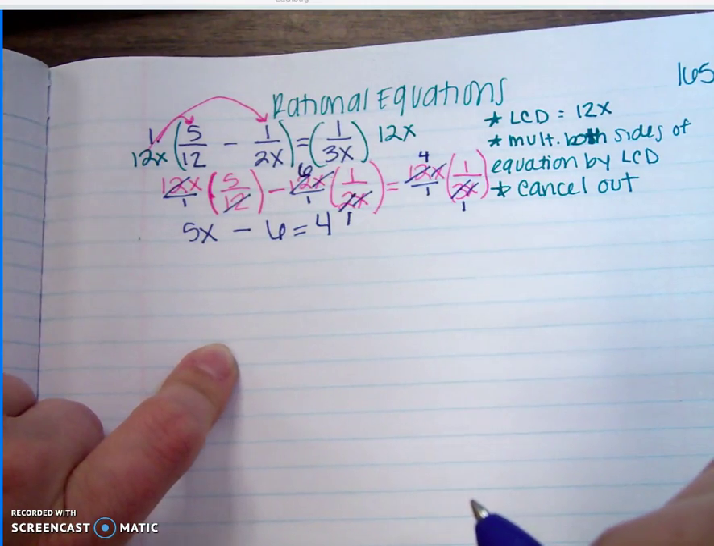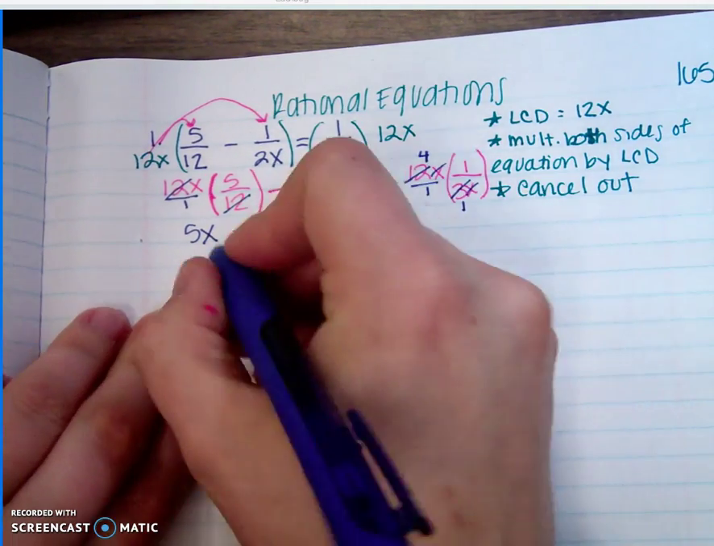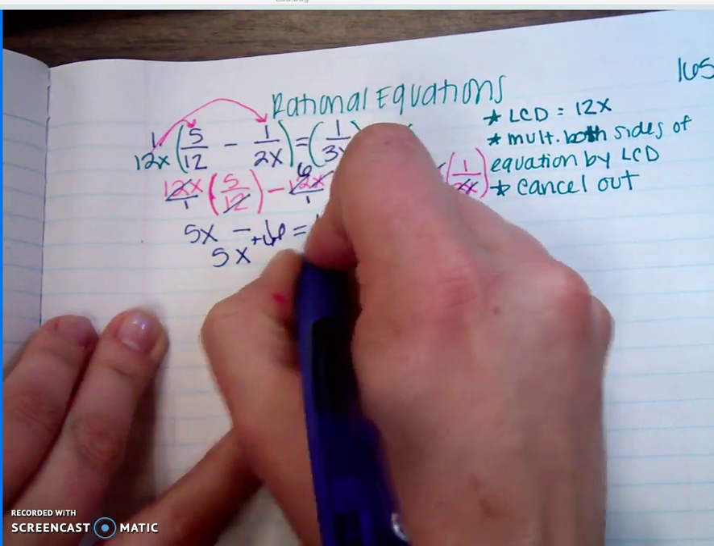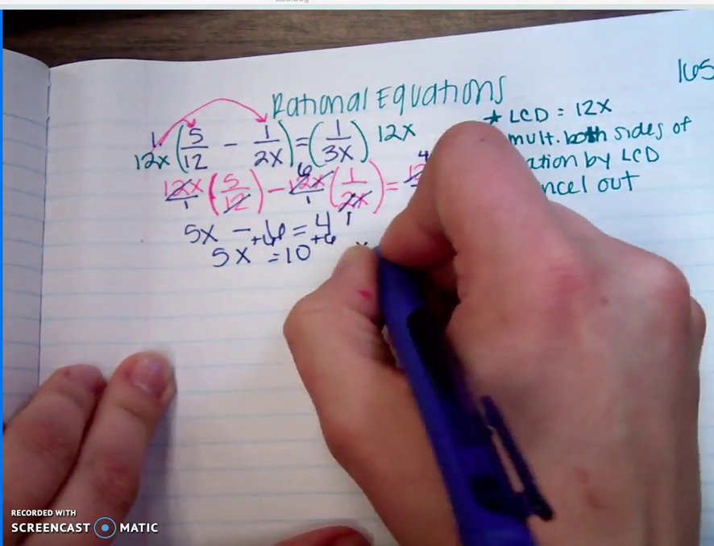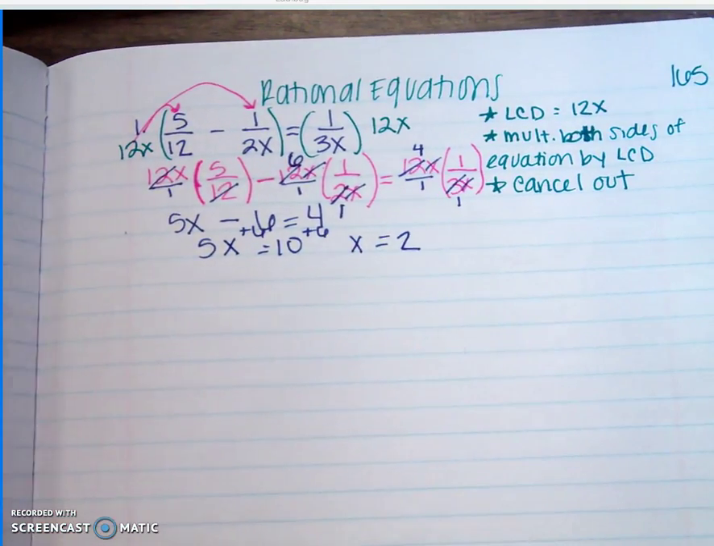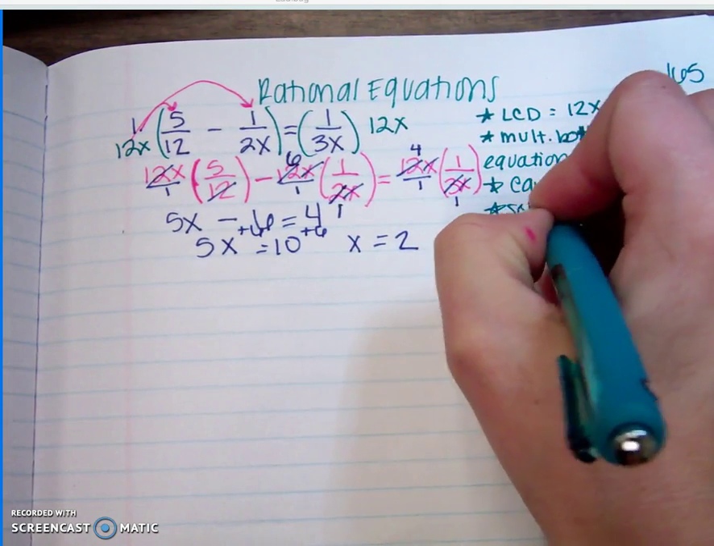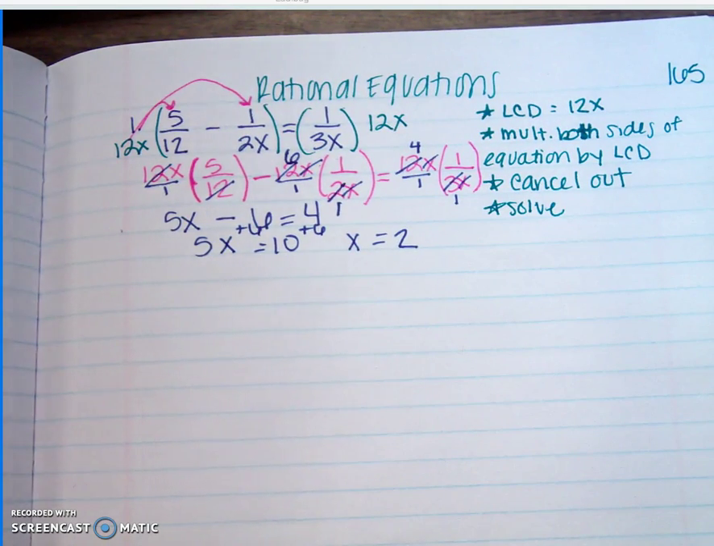Now, just solve your equation. Add 6 to both sides. 5x equals 10. x equals 2. So solving is the last step. Pretty basic there.